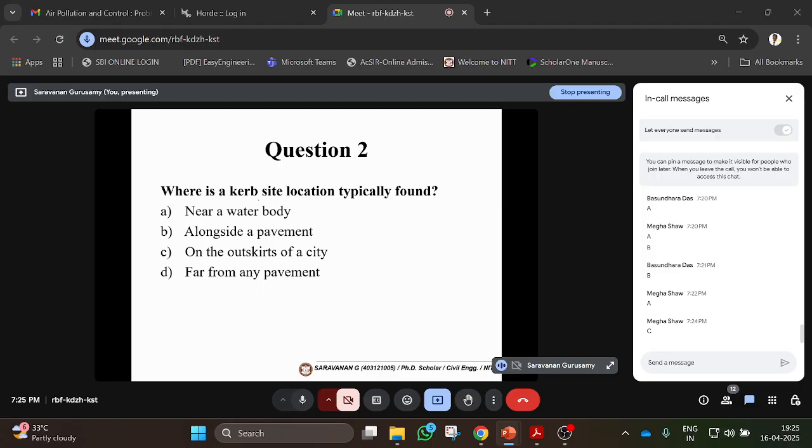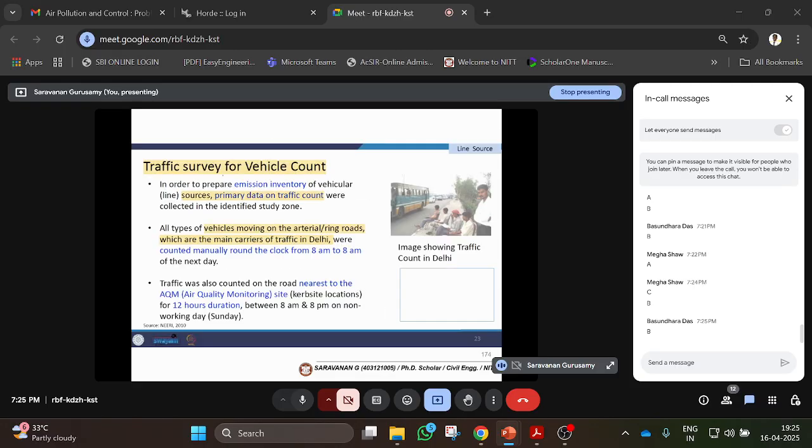CPCB. Where is a curb site location typically found? Curb site. In solid waste also we say curbside collection, that is at the alley side, alongside the pavement. So on the way alongside the pavement, we will keep the dustbins. That's called the alley collection or curbside collection. Sorry, alley is at the end. Curbside collection is at the pavement, alongside the pavement. So you can see traffic surveys have to be done at the curb side.